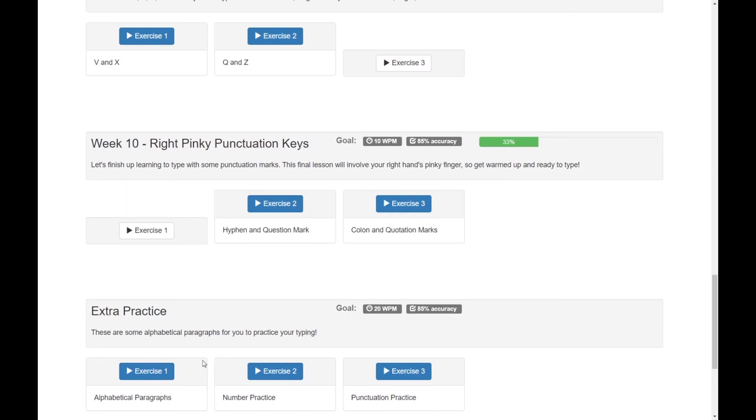So if you're finished the exercises for this week and you have done some of the exercises in previous weeks before, you can have some extra practice with these three practice exercises at the very end of the Key Hero exercise list.